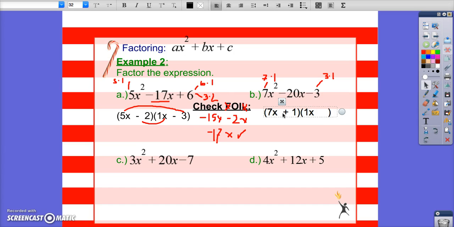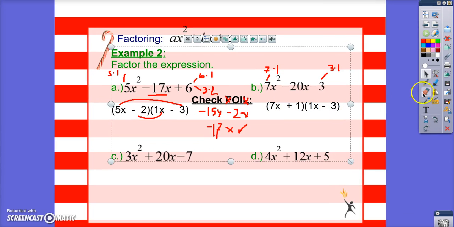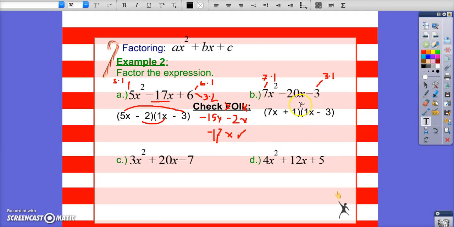Should get positive 1 minus 3, in this order. And do your check OI of FOIL to make sure it works. I'll do it below here. So it's OI of FOIL.